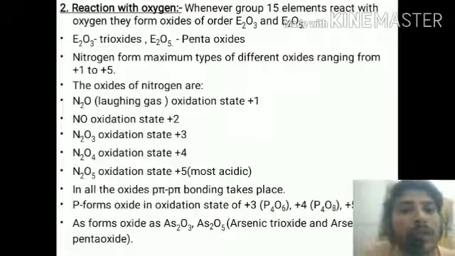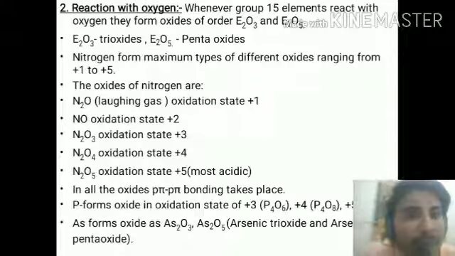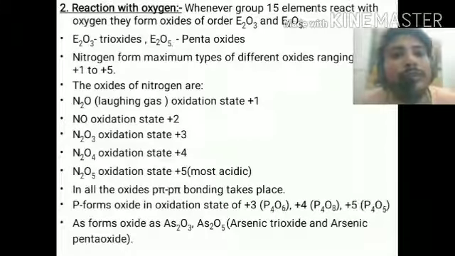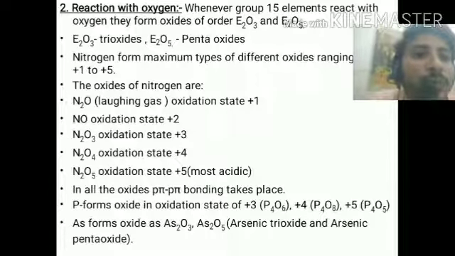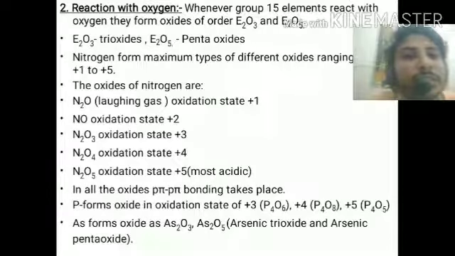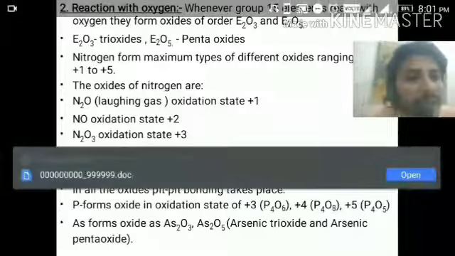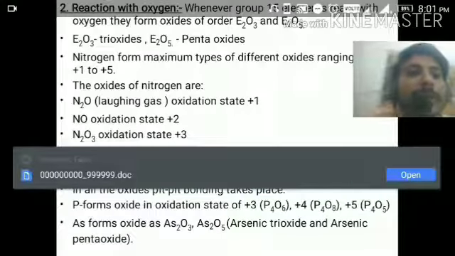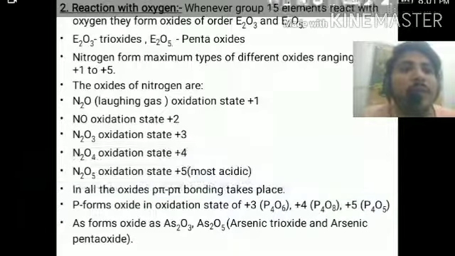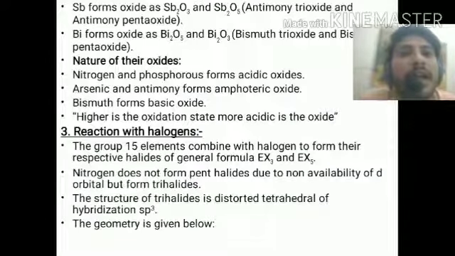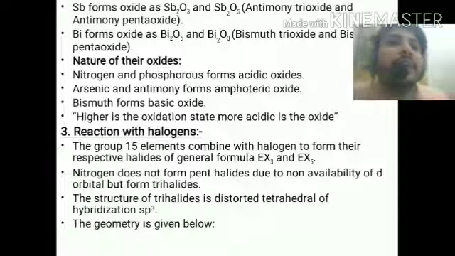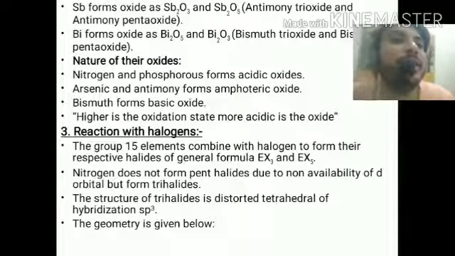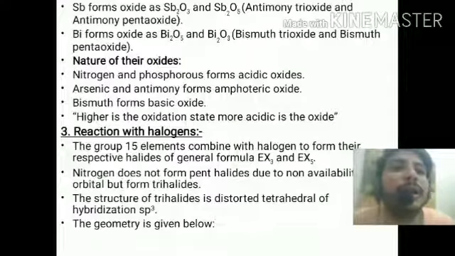In all these oxides, p-pi bonding is possible. Phosphorus forms oxides in oxidation states of +3, +4 and +5. Arsenic forms the oxides arsenic trioxide and arsenic pentoxide. Okay, now move to the next slide. Antimony forms the oxides antimony trioxide and antimony pentoxide. Bismuth forms bismuth trioxide and bismuth pentoxide.